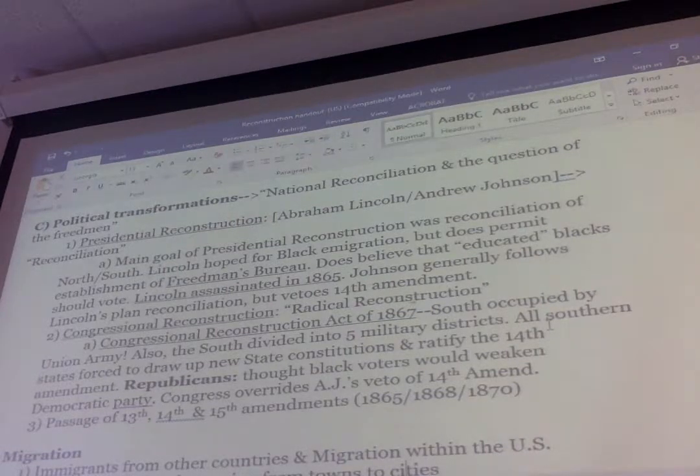3 Civil War amendments, as they're referred to, are passed in this period. The 13th Amendment is passed in 1865. What does the 13th Amendment do? End slavery, right?